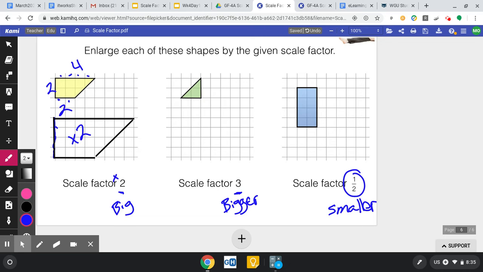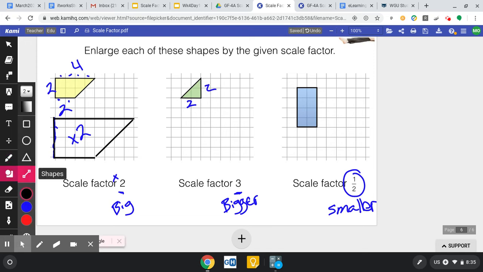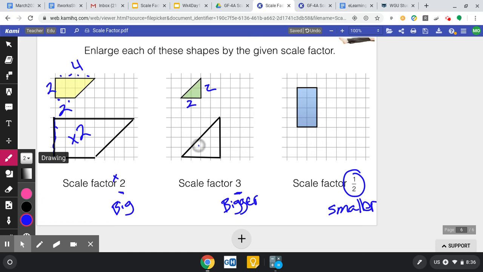All right, so now we have to do our next one. This is a 2 and this is a 2. So double your 2's to make them 4. All right, so I'm going to go 1, 2, 3, 4. 1, 2, 3, 4. And then make your hypotenuse. And there you go. Easy peasy, right? So all I did for this one was multiply by 2.